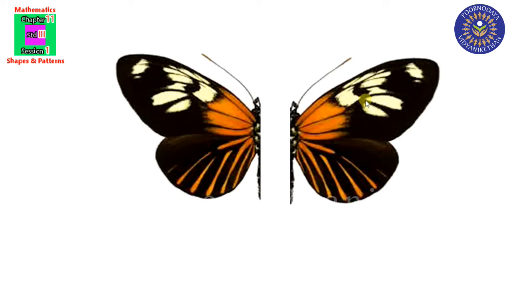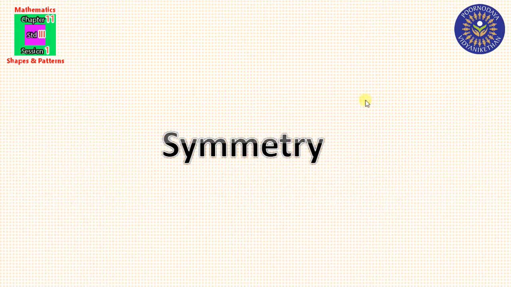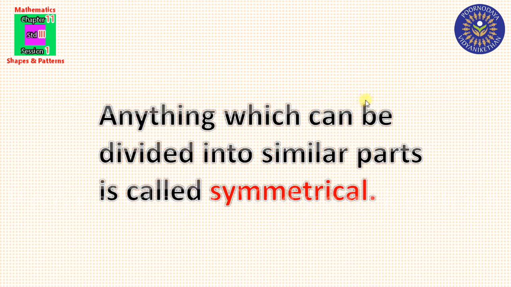So, you see, we can say they are symmetrical. Now, we are going to learn symmetry. Listen carefully. Anything which can be divided into similar parts is called symmetrical.